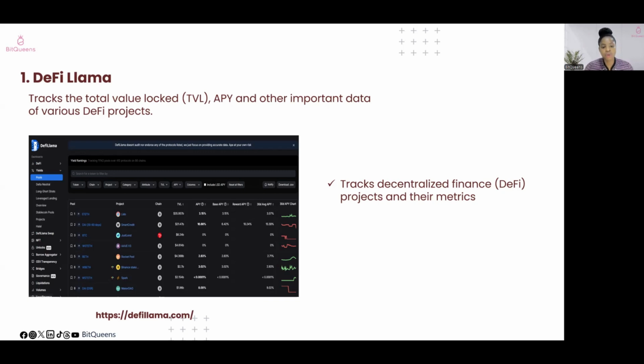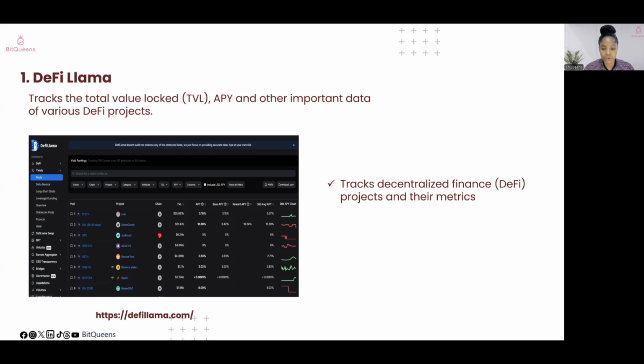Some allow for 6 months, you can do for 1 year, 2 years, 5 years, depending on the project. But one thing I want you to know is that TVL and APY relate inversely. What that means is the more total value you have on a project, the lesser the APY. Now, let me explain why that is.